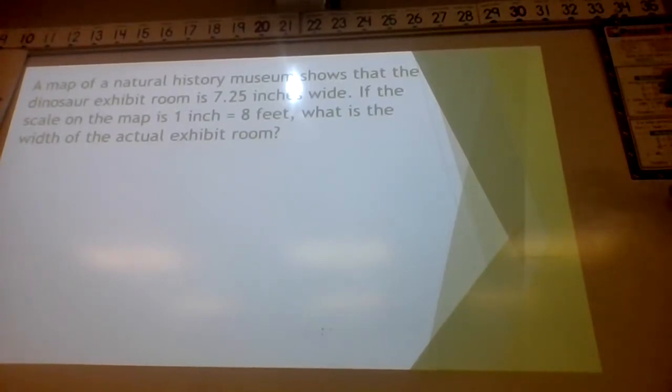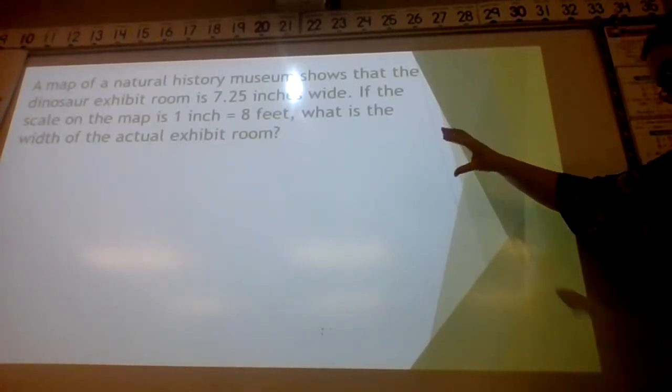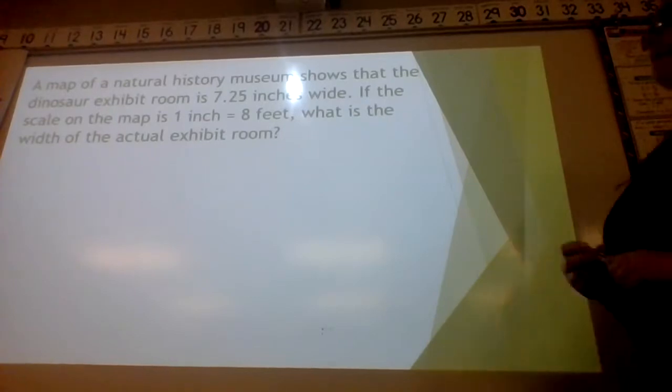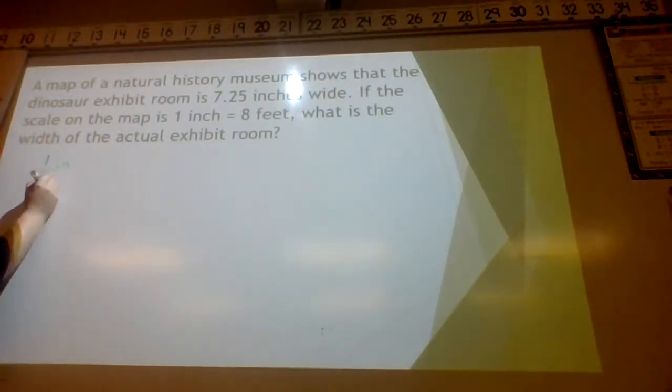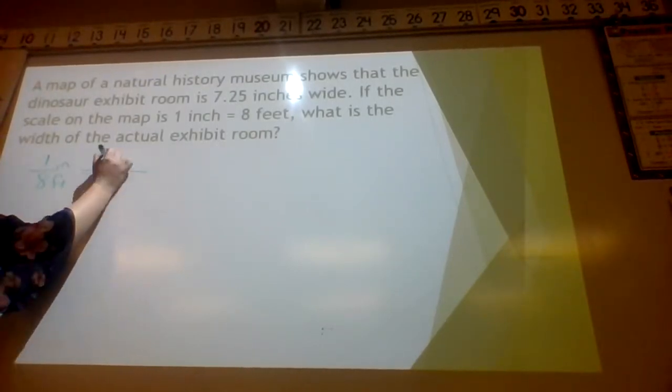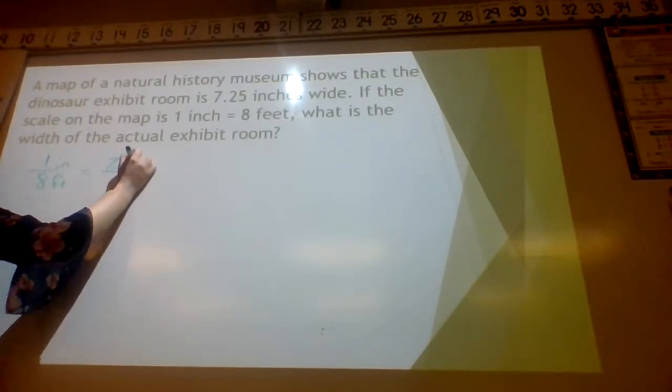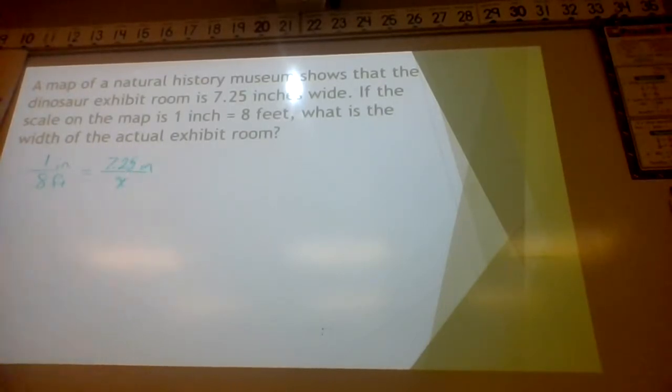So what's the first way? You guys already know this. What are you going to first set up? 1 inch over 8 feet equals what? 7.25 inches over x. Pause, do not solve yet. Put your pencils down.